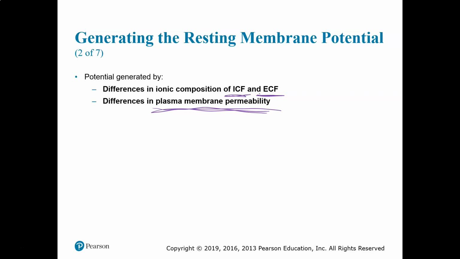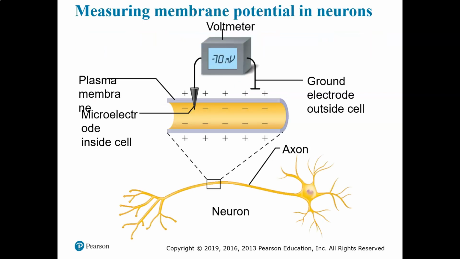Okay, so difference in ion composition. Where is the composition high and where is it low? And then also the amount, difference in permeability. Permeability means the amount of receptors for that ion, because it can't cross unless it has receptors. Most of these ions have a charge. They can't just diffuse through the plasma membrane.